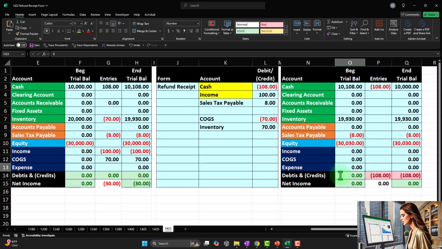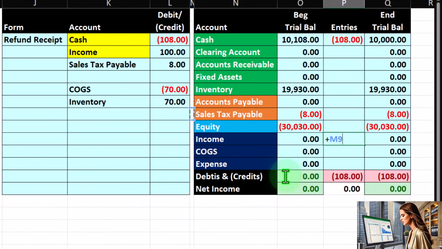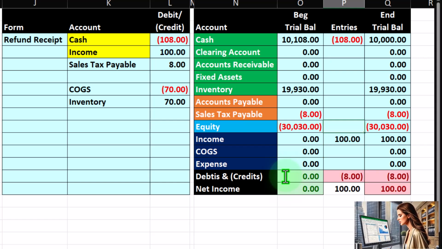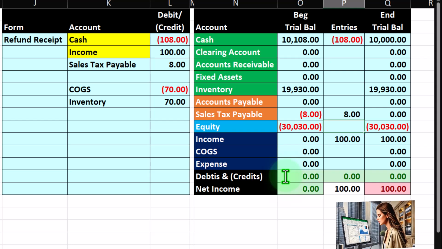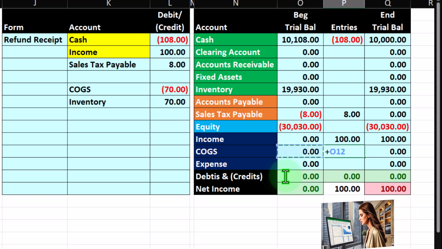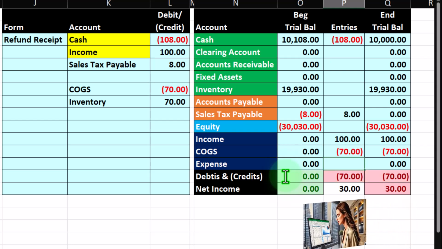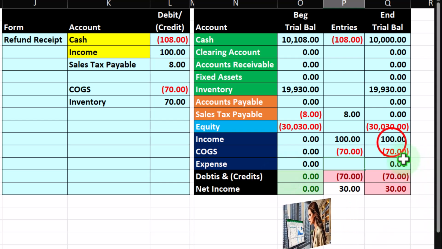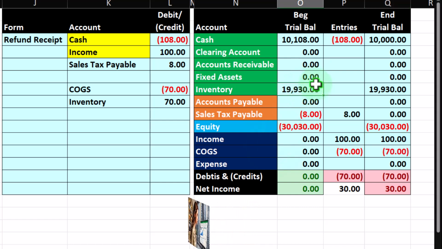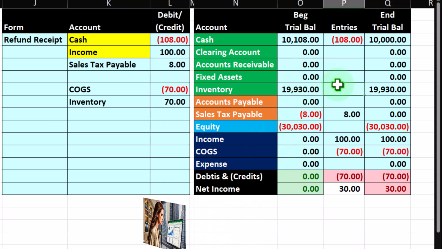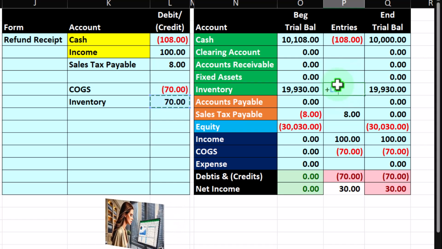Okay. So now we're going to say, all right, so then we're going to reverse that, and then income down here is going to be a negative income because that's a debit. And then the sales tax is going to be reversed. And then we're going to have the cost of goods sold, which is going to be going the wrong way. So we have basically a net decrease. And then we've got the inventory is going back on the books. Inventory goes back on the books for the $70.